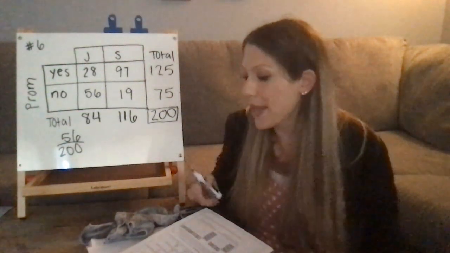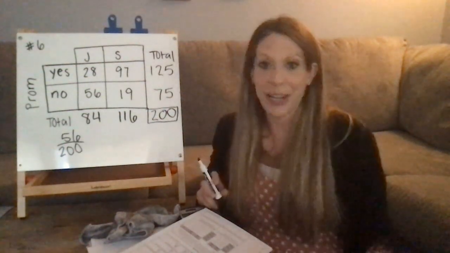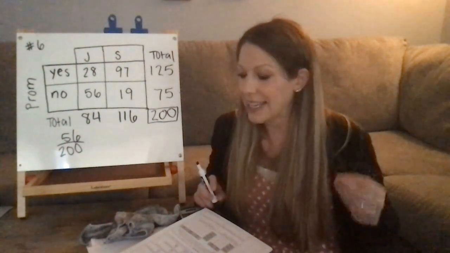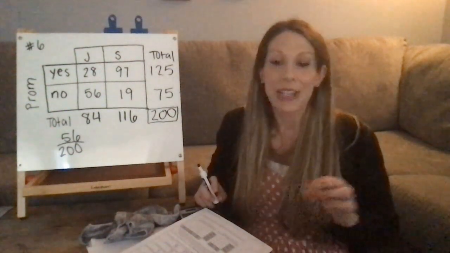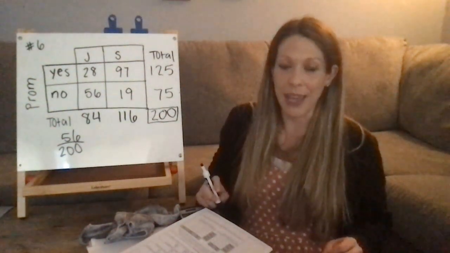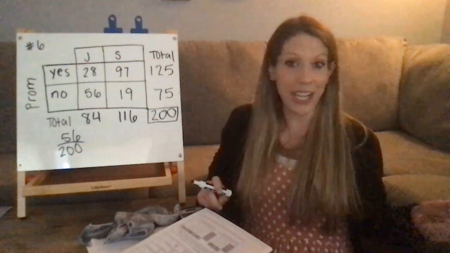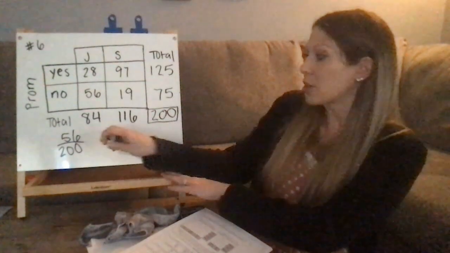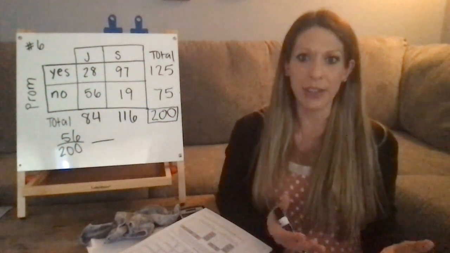All right, B. B says, what's the probability of randomly drawing a student that did not attend prom given that they're a senior? So this is conditional probability. So the given is that they're a senior. So we're only looking at the seniors here. So our total is not 200. Our total is how many seniors are there?